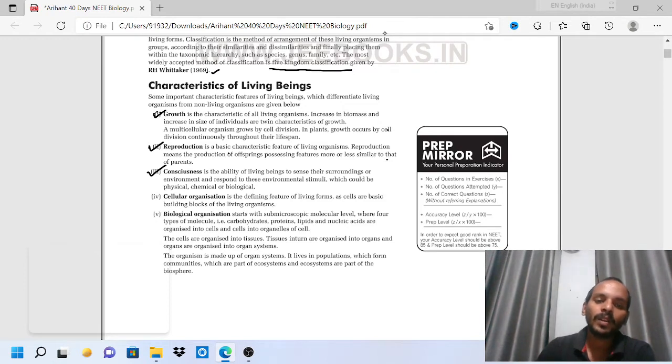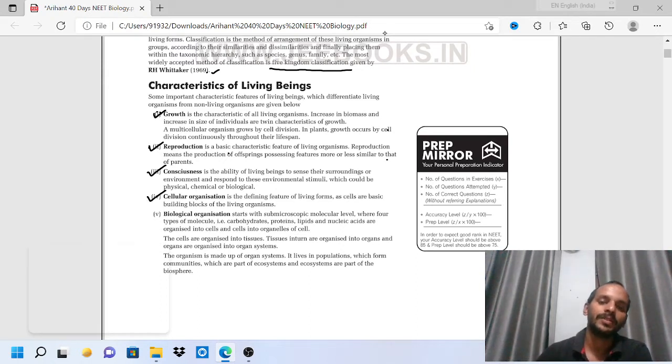Biological consciousness means suppose that we will come in contact with a virus or bacteria, so our body will react according to the organism. So it is known as biological consciousness.